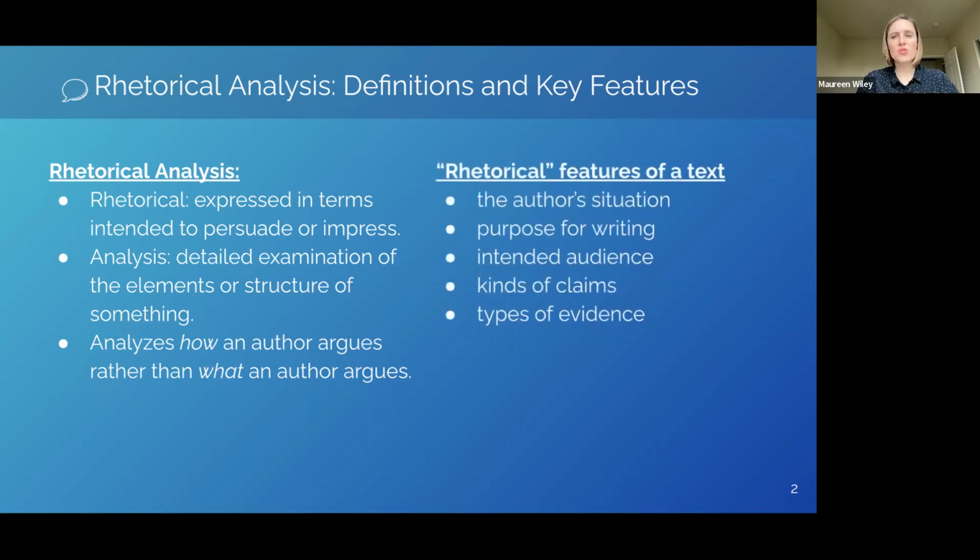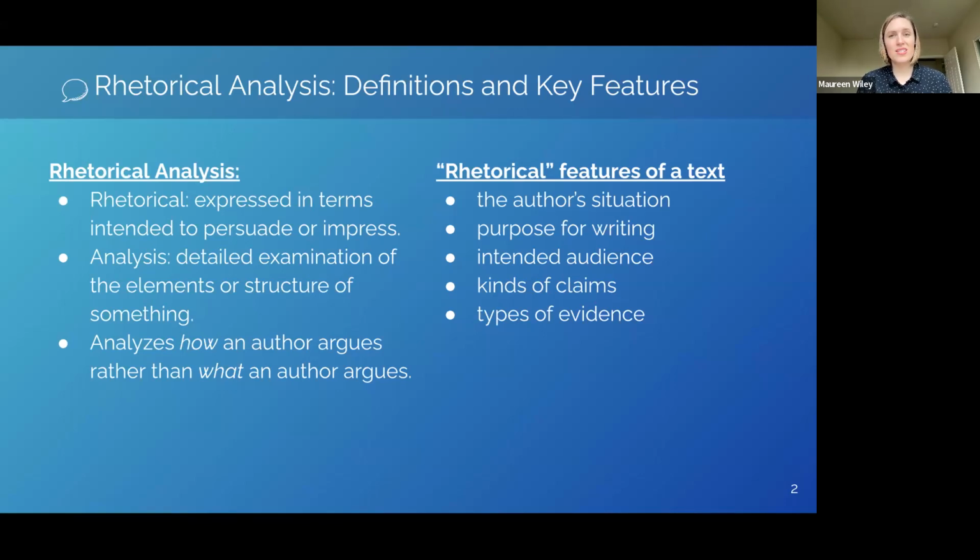So what we do is we take a look at what are called the rhetorical features of a text. The first one is the author's situation. So who is the author? What is their background? What is their knowledge on the subject? Why are they possibly inspired to speak about, write about, research this particular topic? All of those things can be considered the author's situation.